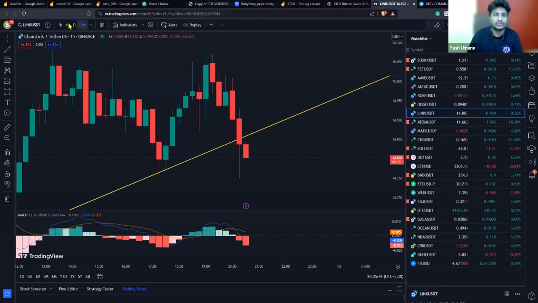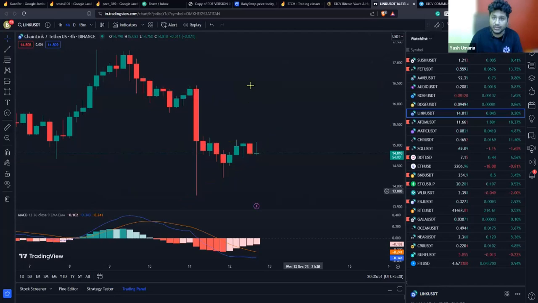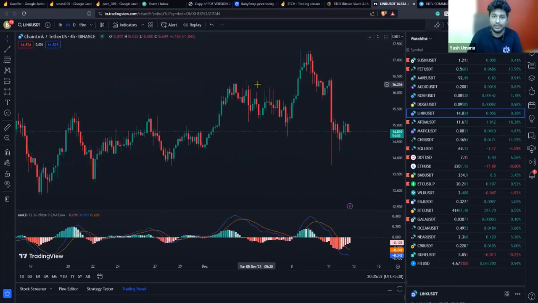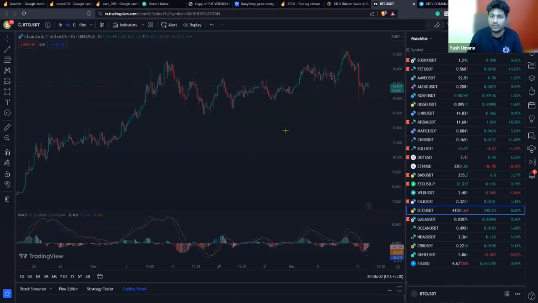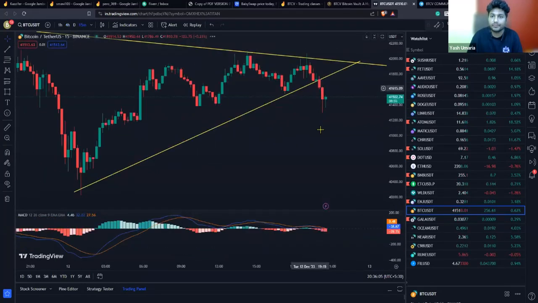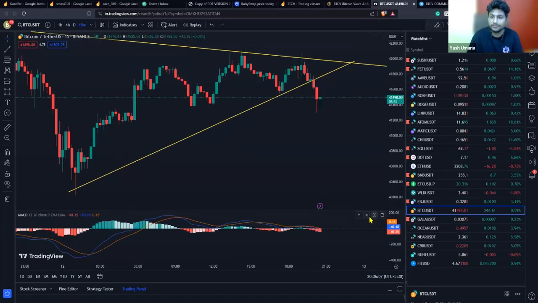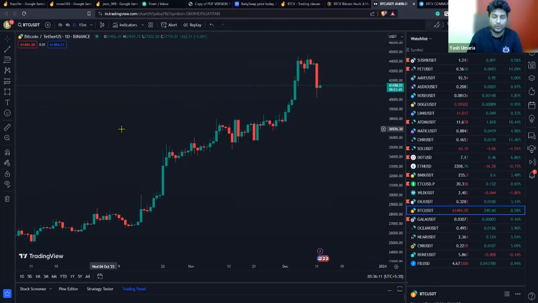And also, then we discussed what support and resistance are, which is, of course, the most important topic in trading. It has a weightage of almost 30%, you can say. And then on Bitcoin, I showed you how to draw support and resistance.